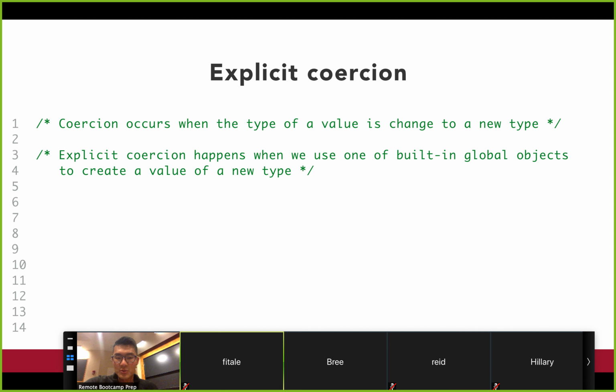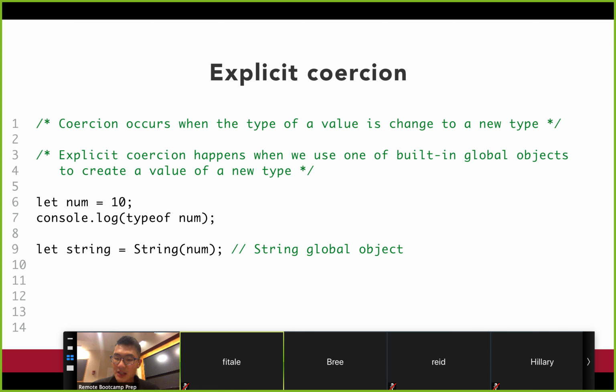Now that may seem like a lot of words that mean nothing to you just yet, but if I showed you in code, hopefully it's very much clear. Here on line 6, I've created a variable called num. I set it equal to 10. On line 7, I console log out the typeof num.